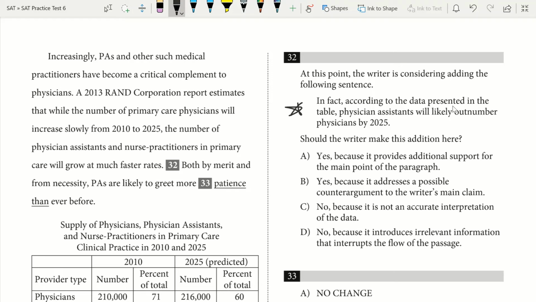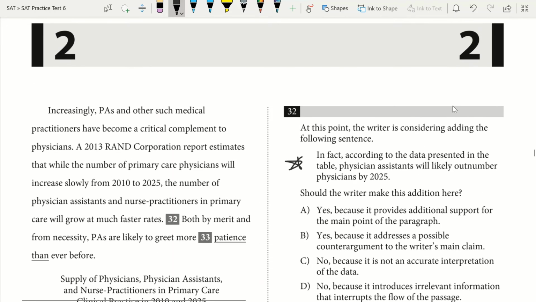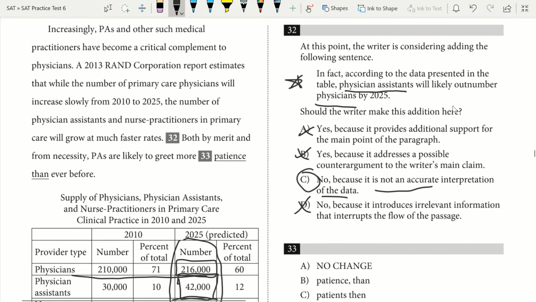Well, the first thing we want to know is whether this statement is true, right? So will physician assistants outnumber physicians by 2025? We find 2025 in our column, and we find physicians and physician assistants in our rows. We see physician assistants, there are going to be 42,000, but there will be 216,000 physicians, so there should be more physicians than physician assistants. But we're saying there'll be more physician assistants than physicians, which is backwards. So we're not going to add this because it's not actually correct, right? So our answer is C, no, because it's not an accurate interpretation of the data. All right, so now we go back to reading.